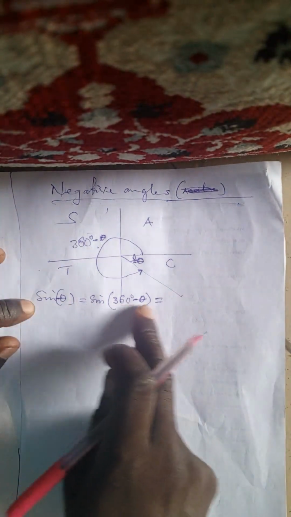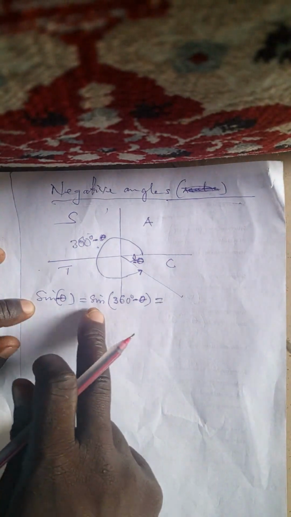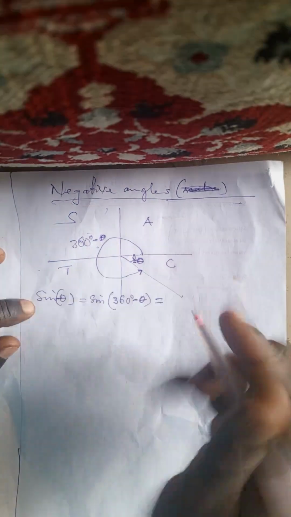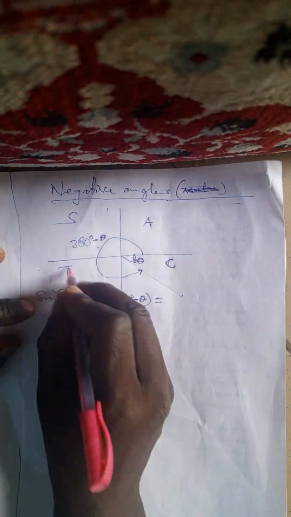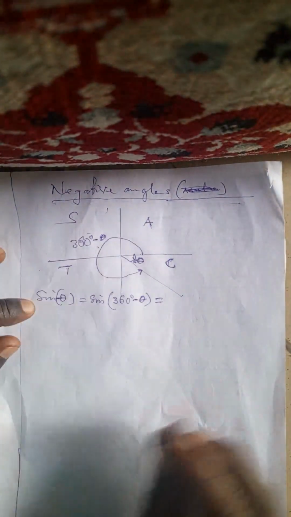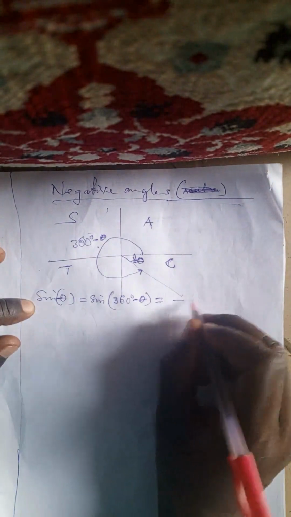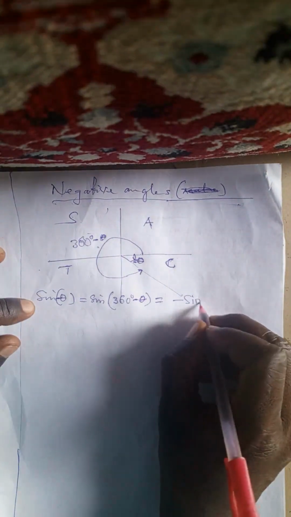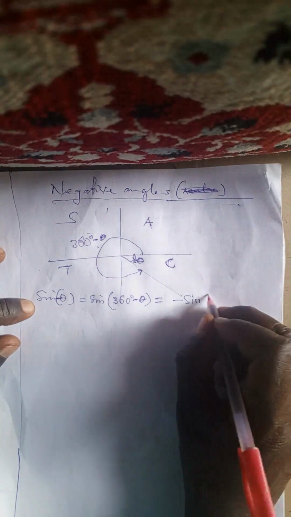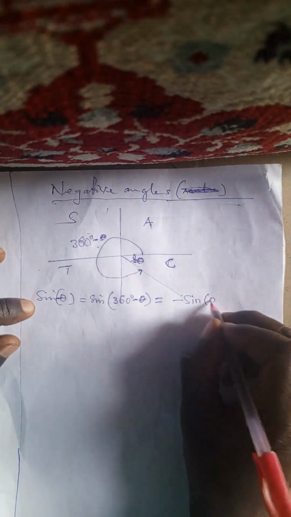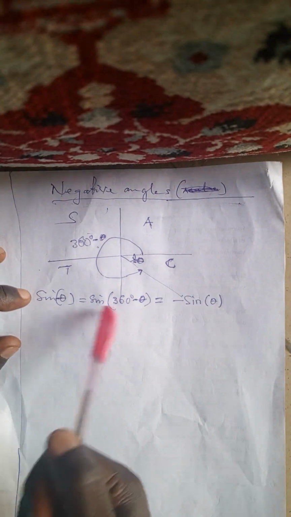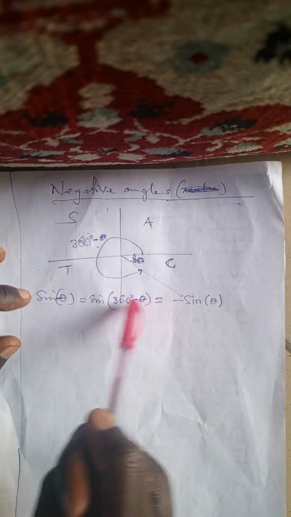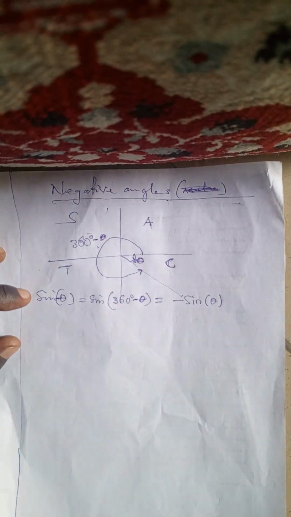Now, in the fourth quadrant, everything is negative except cosine, because only cosine is positive here. So therefore, we are going to have sine of minus theta be the same thing as minus sine theta, because the reference angle for 360 minus theta is theta. That is equal to minus sine theta.